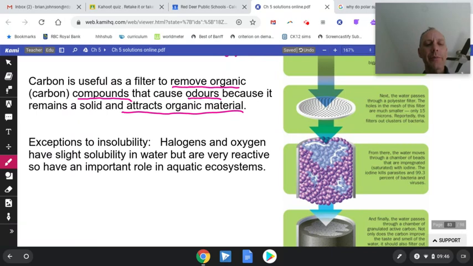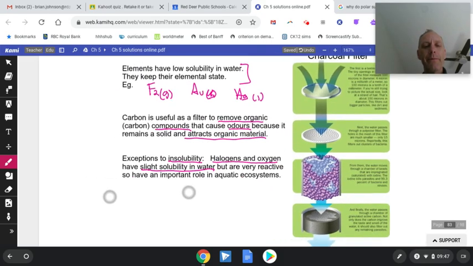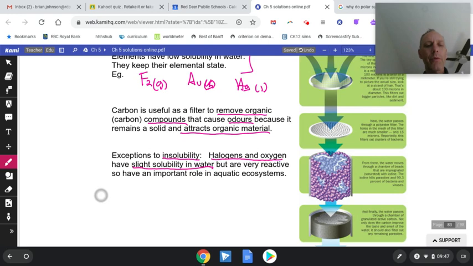There are some exceptions to the insolubility rule for elements. The halogens and oxygen are slightly soluble. That's good news for fish because they need that access to oxygen to survive. And the halogens are really reactive, so they also have an important role to play in our aquatic ecosystems. So those are the exceptions to the rule.